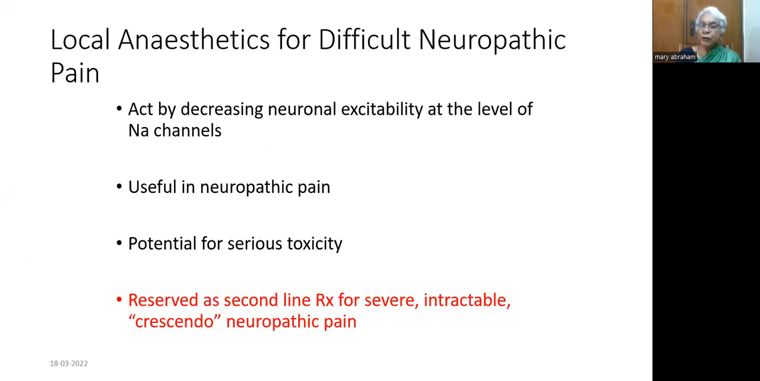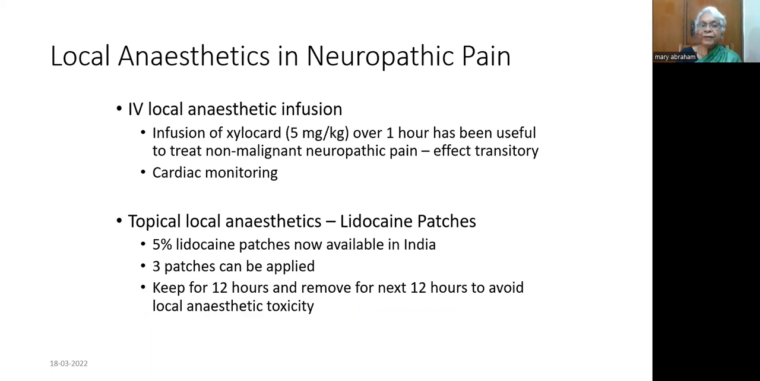Now, local anesthetics for difficult neuropathic pain. Unlike the anticonvulsants, which block the calcium influx into the presynaptic neuron, local anesthetics act at the level of the sodium channels and decrease the neuronal excitability. So it is very useful in neuropathic pain, but it has a potential for serious toxicity. And so it is reserved as a second line treatment for severe intractable crescendo type of neuropathic pain. Next, please. How do we give it?